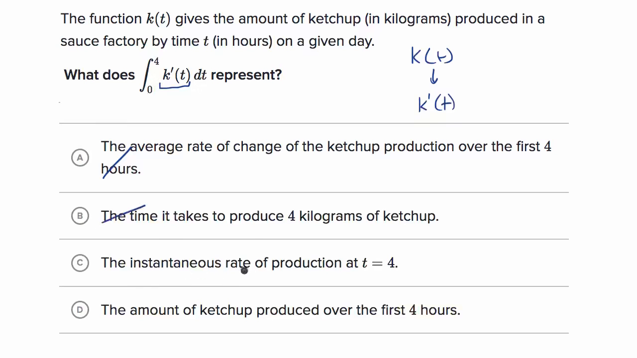The instantaneous rate of production at t equals 4. No, this would be k prime of 4. That's not what this integral represents. The amount of ketchup produced over the first 4 hours. Yep, that is exactly right.